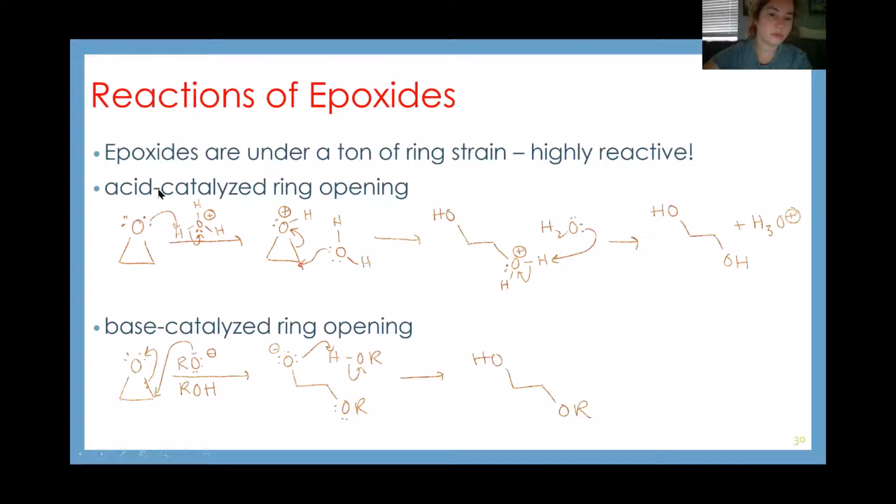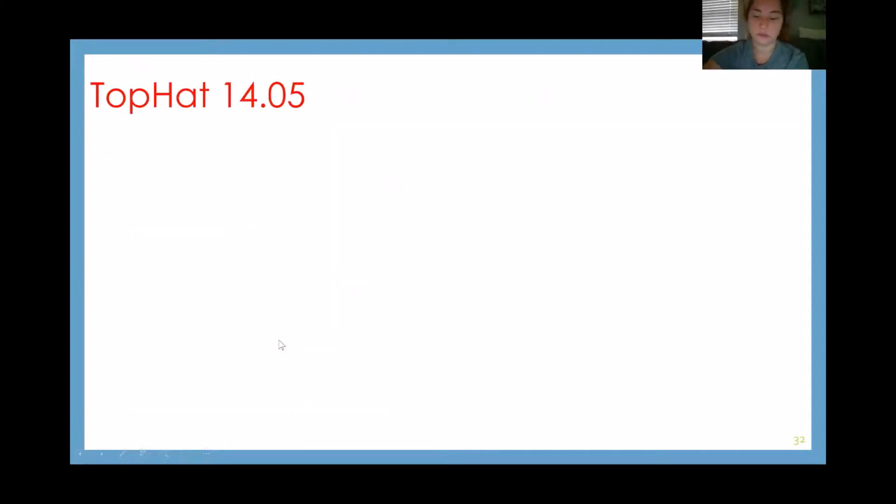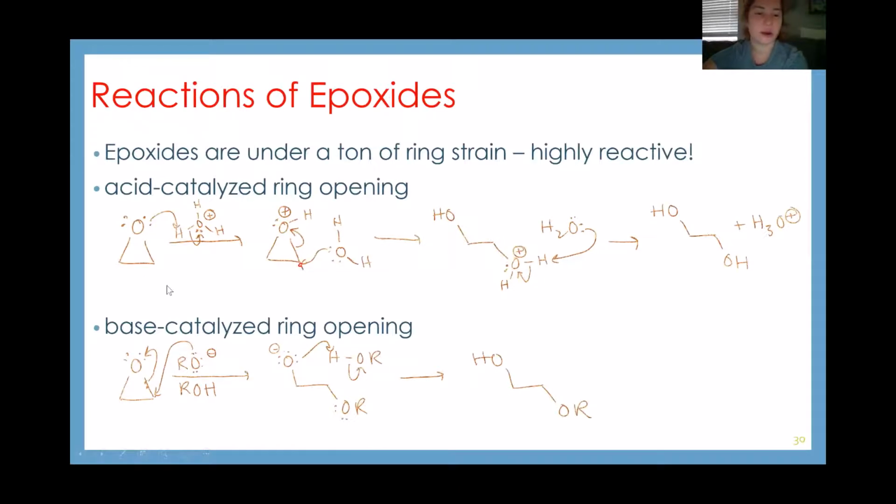Then depending on the conditions, whether it's acid or base catalyzed, you end up with a different outcome. If it is acid catalyzed, remember the nucleophile is going to attack the most substituted carbon. If it's base catalyzed, the nucleophile will attack the least substituted carbon, just like you would expect of any nucleophile.